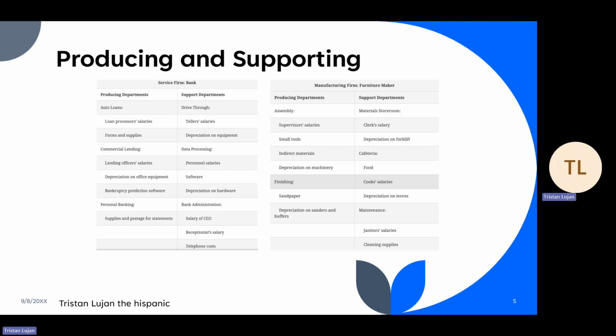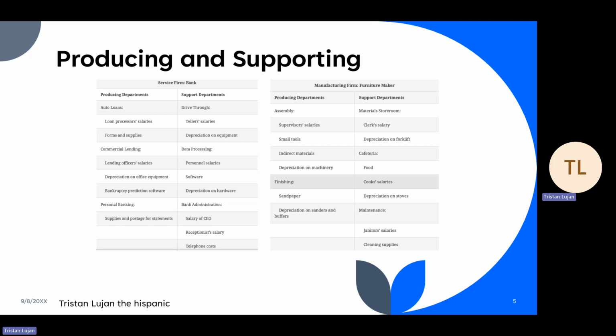Looking at this example, this shows you how manufacturing firms and service firms can be divided into producing and supporting departments. The manufacturing plant, which makes furniture, may be departmentalized into two producing departments, assembly and finishing, and you can see the categories underneath. The four support departments are materials storeroom, cafeteria, maintenance, and general factory. Now looking at the service firm, a bank might be departmentalized into three producing departments: auto loans, commercial lending, and personal banking. Then there are three support departments: the drive-through, data processing, and bank administration.